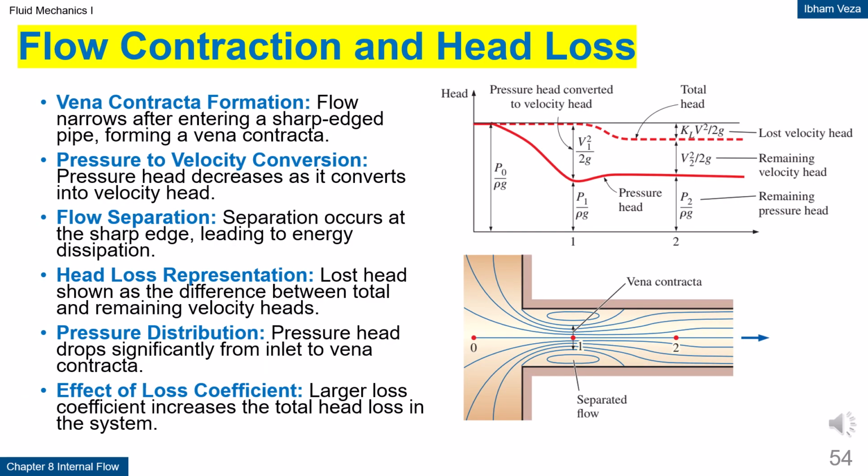Flow contraction and head loss. When fluid enters through a sharp edge, the flow contracts and forms a vena contracta. The static pressure decreases because part of the energy is converted into kinetic energy. Flow separation occurs at the edge, causing energy dissipation. The head loss can be represented as the difference between the energy before and after contraction. The larger the loss coefficient, the greater the energy wasted.